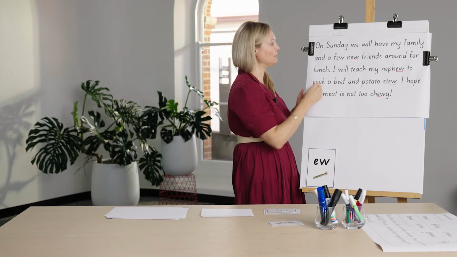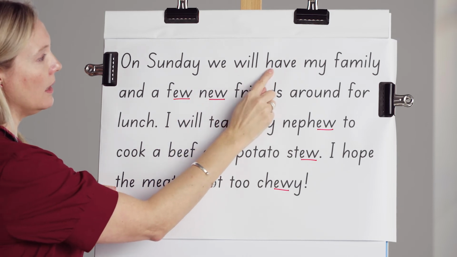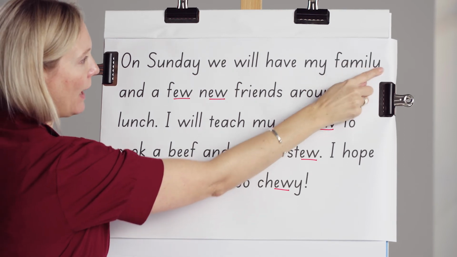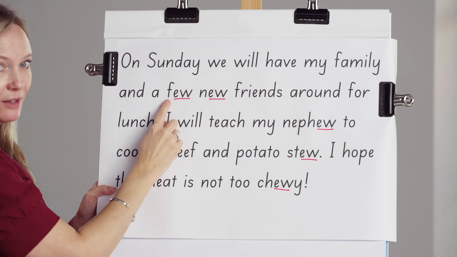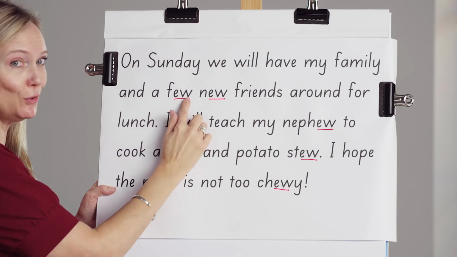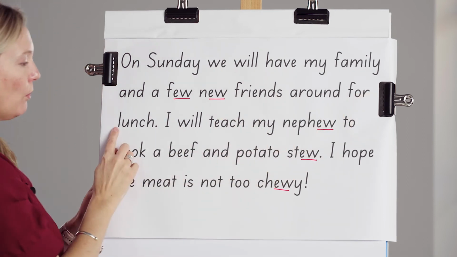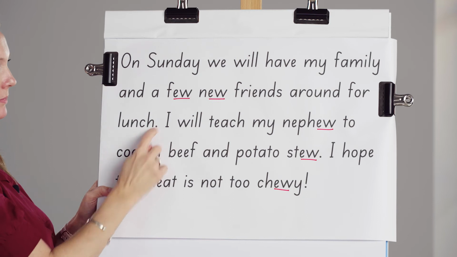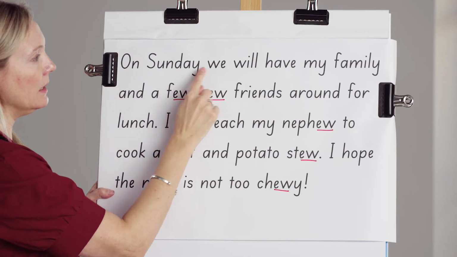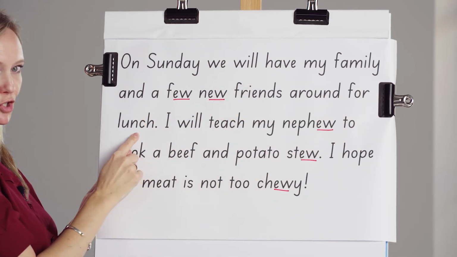Let's blend slowly. On Sunday, we will have my family and a few new friends around for lunch. Let's read that sentence again. What's happening on Sunday? On Sunday, we will have my family and a few new friends around for lunch.